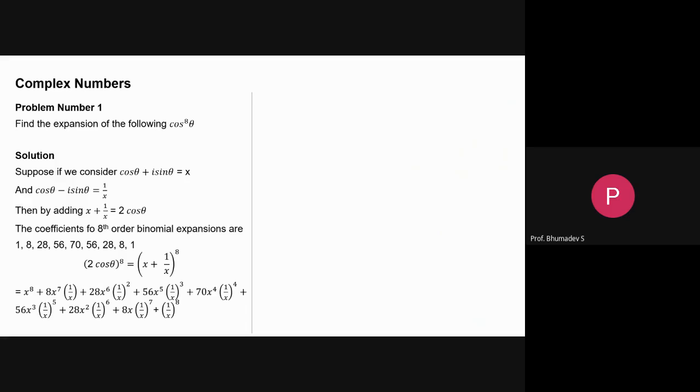Whenever the power of x is decreasing throughout the expansion, you can observe that the power of 1 upon x is increasing. So at one point in the last term, that x will not be there, only 1 upon x to the power of 8 is there. Further, we are supposed to simplify this expansion by cancelling out the x terms in the denominator and the numerator.